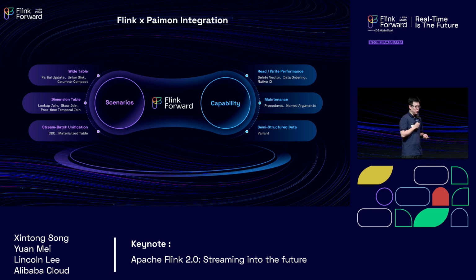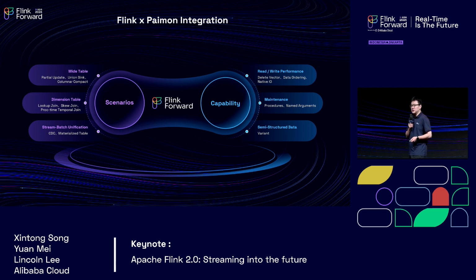For example, in the wide table scenarios, usually when people want to build a wide table, they will use join operations. But join is kind of an expensive operation in data processing. So now with Flink and Paimon, in some use cases where the primary key is available, we can actually replace the join operations with Paimon's partial update feature. That will significantly reduce the computational cost.